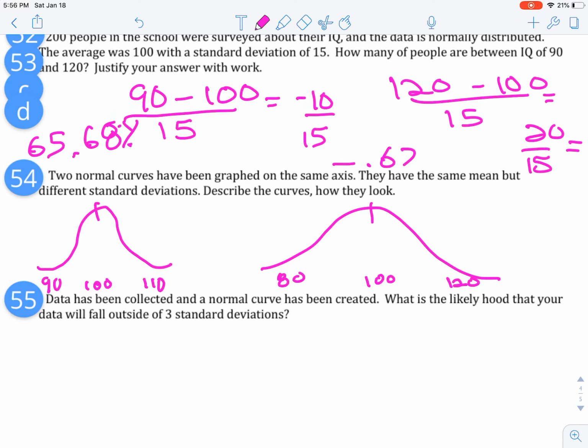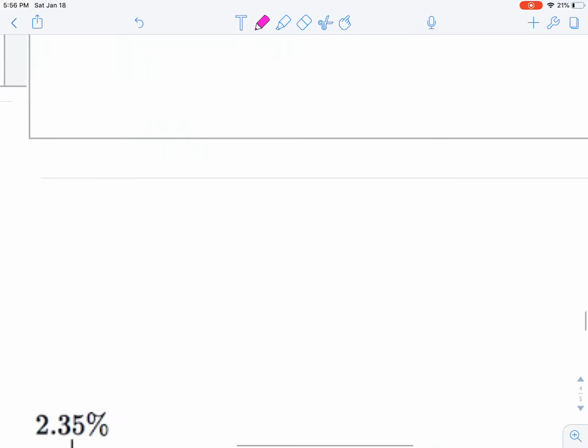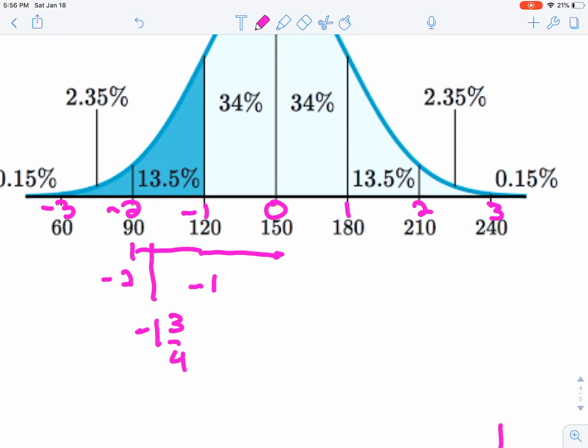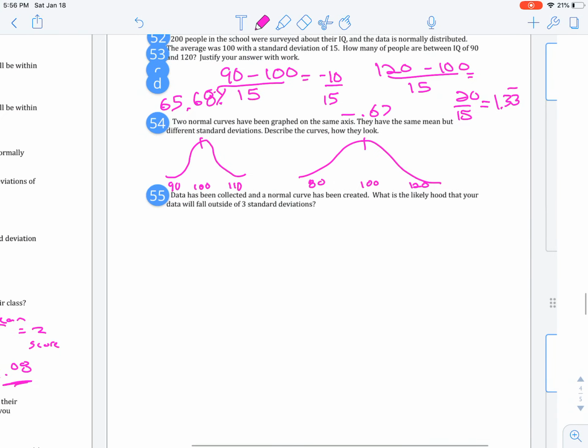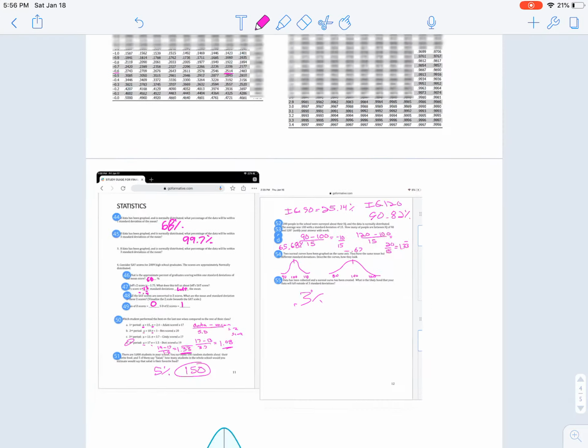55. Data has been collected and a normal curve has been created. What's the likelihood that your data will fall 3 standard deviations outside of the mean? So we could just go to the bell curve here. 3 standard deviations away from the mean. That's the high ones plus the low ones. So that's 0.3%.